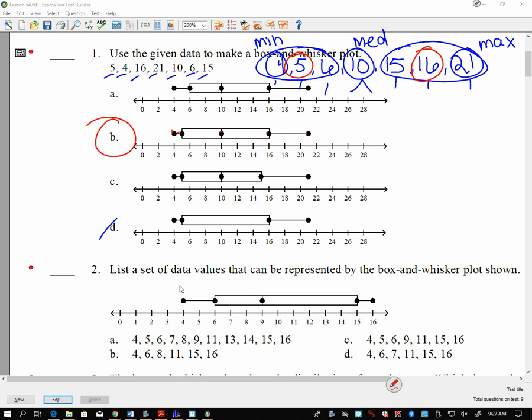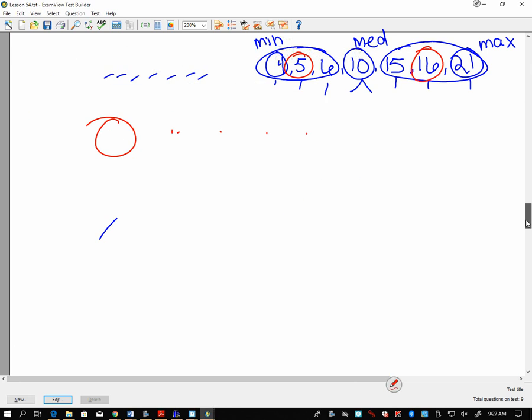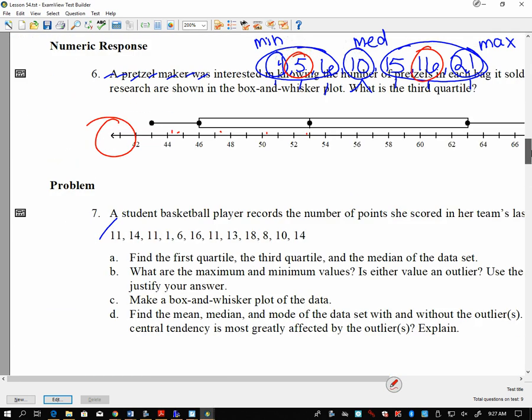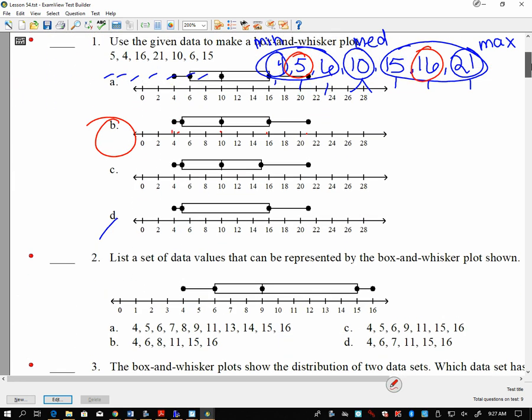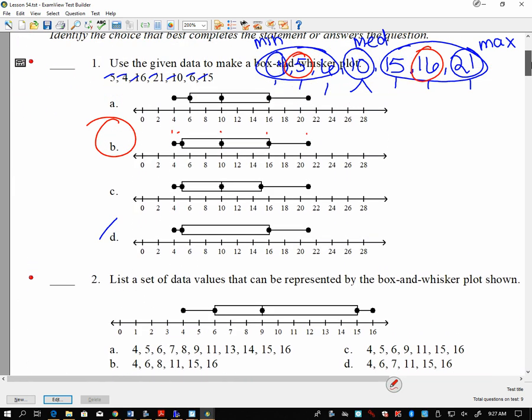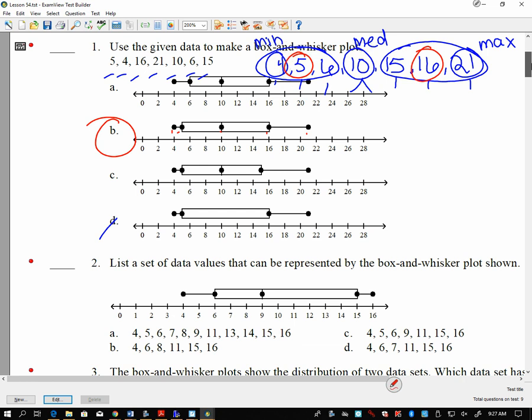Okay? Let's scroll down and see if our answer for number 1 is correct. We got B, right? Let's make sure that we got B. I think we got B. Anyway, okay. Do we understand how to find Q1 and Q3 now? Hopefully. All right. Was it as hard as it seemed? All right, good.